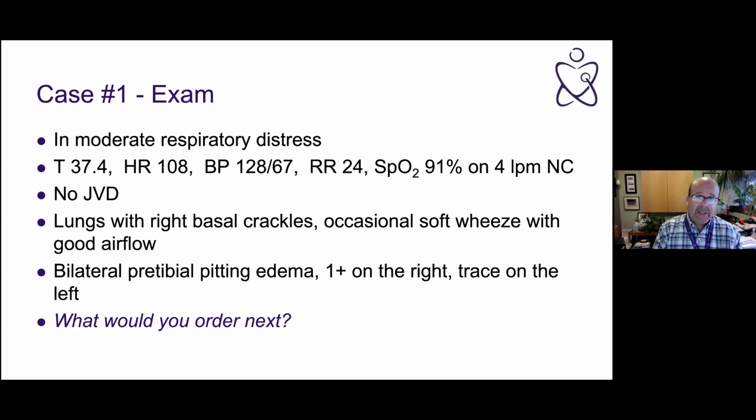She doesn't have any jugular venous distension. And when you listen to her lungs, she has some right basal crackles, occasional soft wheeze, but she has pretty good airflow. She has bilateral pretibial pitting edema, but it's a little asymmetric, 1+ on the right, trace on the left. So not a poll, but think, what would you order next?